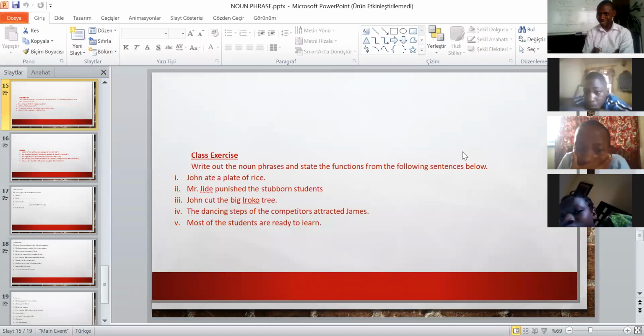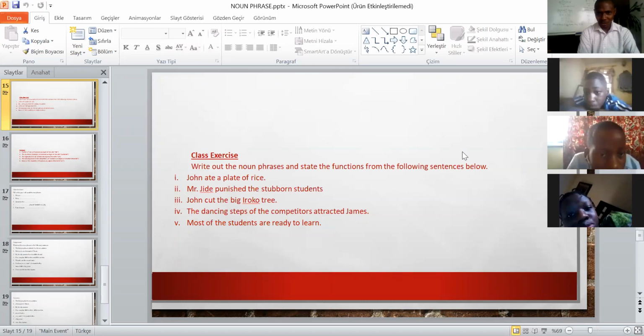No, that's not the correct answer. What is the function of the expression, the stubborn students, in that sentence? I've not seen anybody getting it right. Razak, why? Subject? It is not the subject, it is the object of the verb punished. Object of the verb punished. It's coming after the verb punished. Whenever it comes after the verb punished, you take it to be the object of the verb punished.